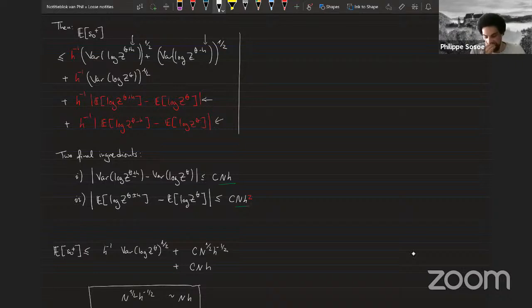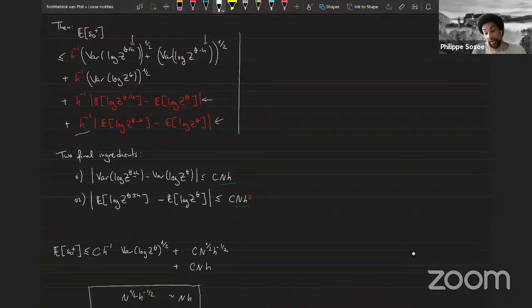Okay, so if we assume this, then this whole set of inequalities that I have at the top simplifies to just h to the minus 1 times the variance. We've removed all the h factors, so everything here is up to a constant factor. It's h to the minus 1 times the variance of log z at theta to the 1/2 power, that's very important, times n to the 1/2 h to the minus 1/2. That's what we get from adjusting the variance, plus n times h. That's what we get from adjusting the expectation after dividing by h here.